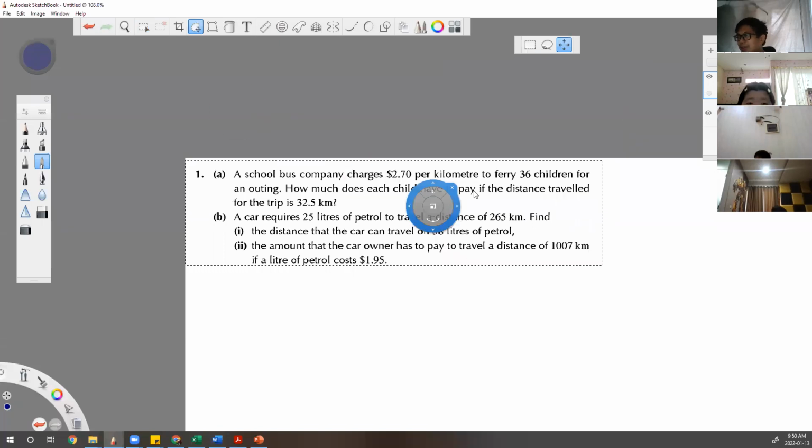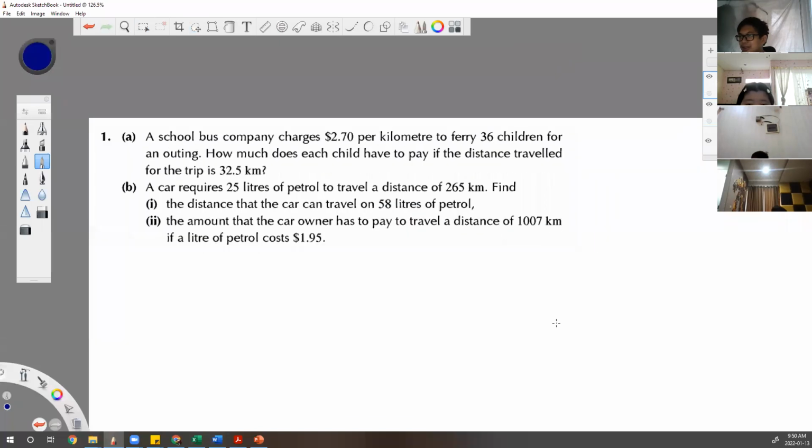A school bus company charges 2.7 per kilometer to ferry 36 children for an outing. How much does each child have to pay if the distance traveled for the trip is 32.5? Okay, 1A, write down 2.7 per kilometer to ferry or to carry 36 children. How much money does each child have to pay if the distance traveled is 32.5?